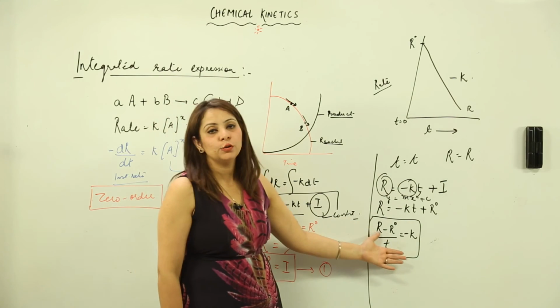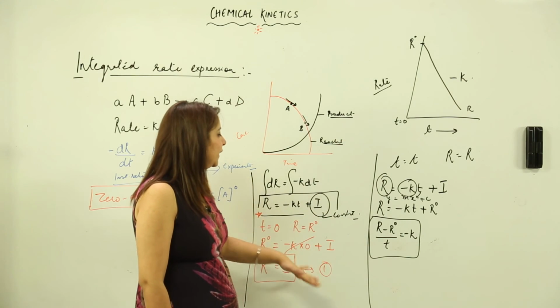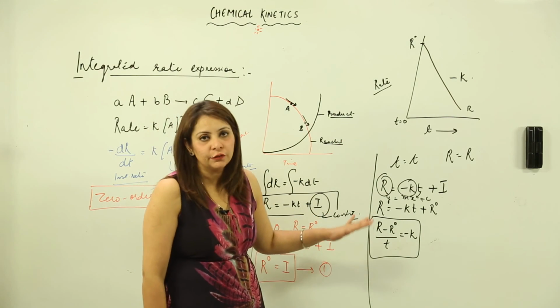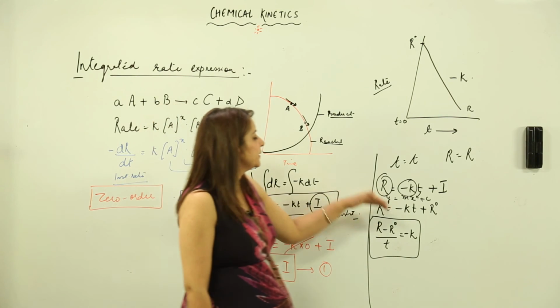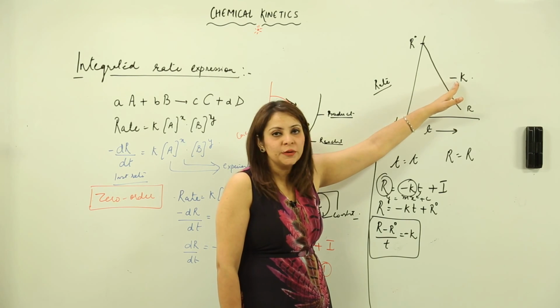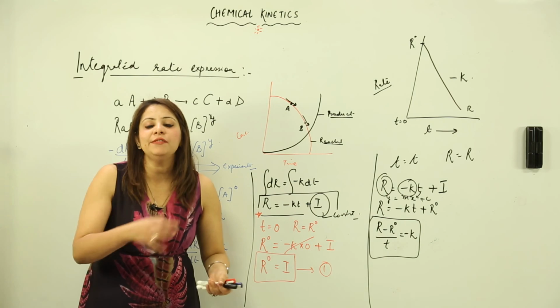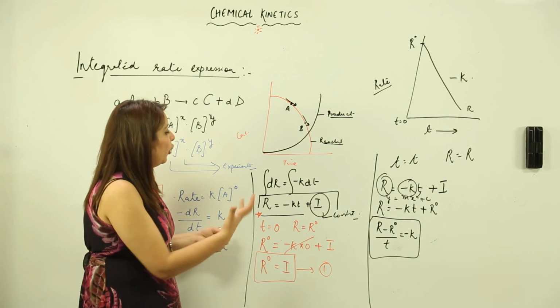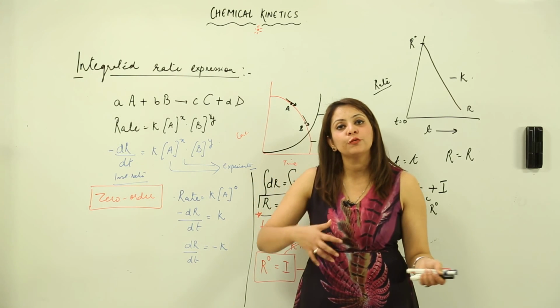So we got (R minus R naught) upon t is equal to minus k, and we can explain this expression in terms of a graph also. So I just drew a graph for this equation in which it is indicating R naught, this is the rate, and this slope is minus k, and this is the time, right. So this is how you are going to derive the integrated rate expression for a zero order reaction. Now we will be doing the integrated rate expression for a first order reaction.